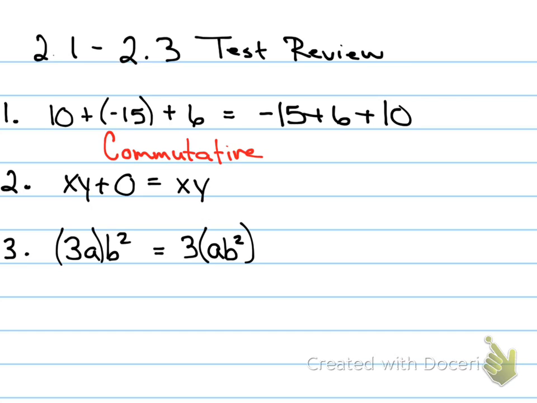Well, it depends. If 0 is the answer, it's inverse. If it's being added to a number, then it's identity. All right, so number 2 is identity. Number 3, associative, because I have more than one term being multiplied inside the parentheses, so that's why it's associative. Associative property for number 3. Any questions on number properties?